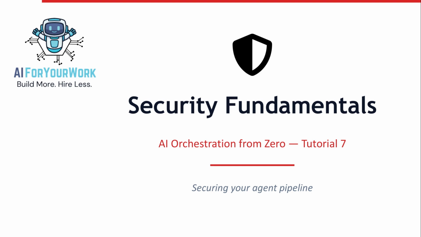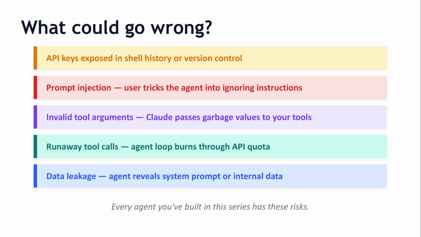This is Tutorial 7, Security Fundamentals. We've spent 6 tutorials building increasingly powerful agents, tools, memory, multi-agent collaboration, custom APIs. Today, we ask the critical question, what could go wrong? And how do we defend against it? Let's go. Let me be direct about the risks.